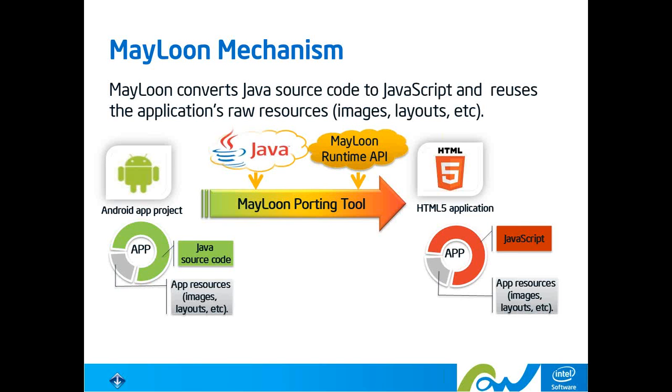So when you convert your Android application, the Mailong porting tool takes your Android application project. It also takes the Mailong runtime API and outputs an HTML5 application. So in this HTML5 application, you have JavaScript code, which is basically a one-to-one mapping from the Java source code from the original Android application. And it also has the application resources copied as is from the original Android application, including images, layout files, and the Android manifest.